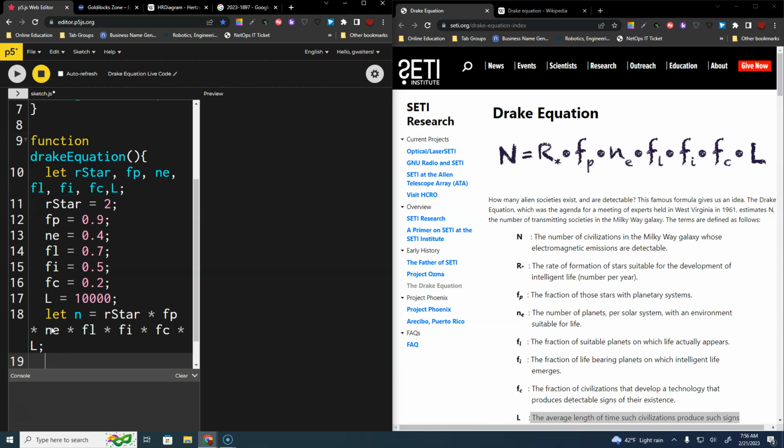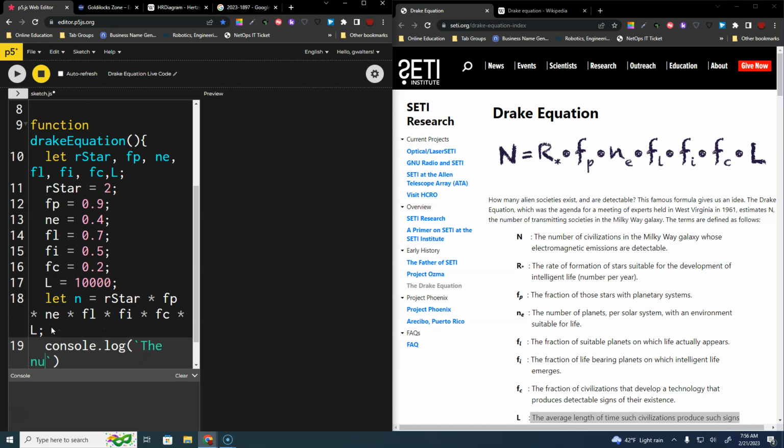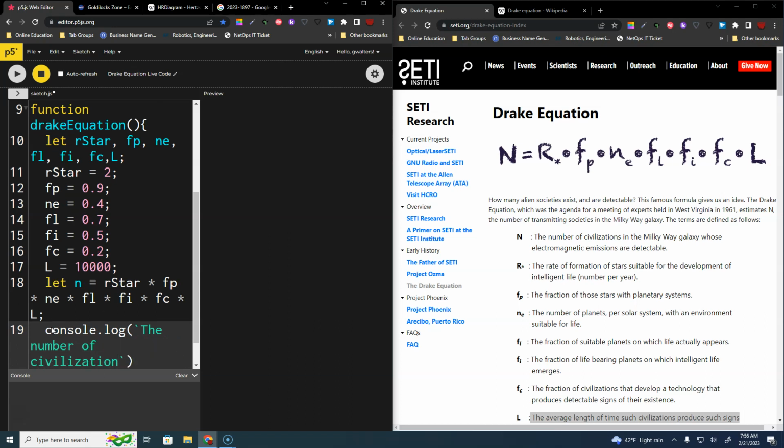And then we could print out on our console. Let's just do console.log, and we'll use a string literal. The number of civilizations. Actually, we'll just return it here. Return. Now I'm using the backtick. It's the key that's above the tab key to the left of the 1 key.